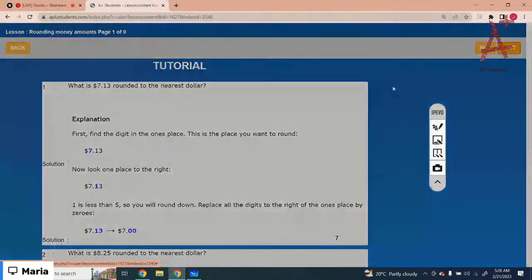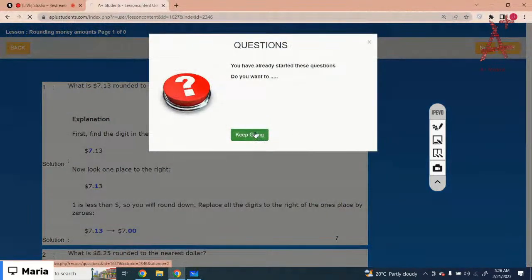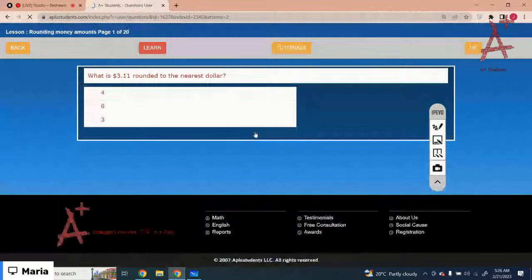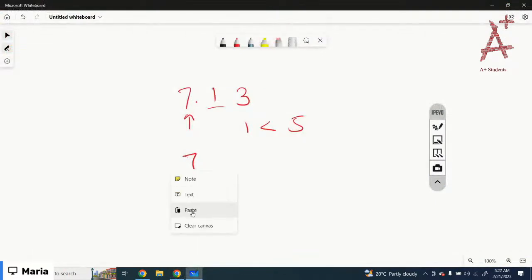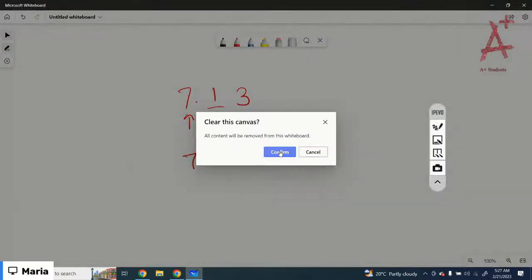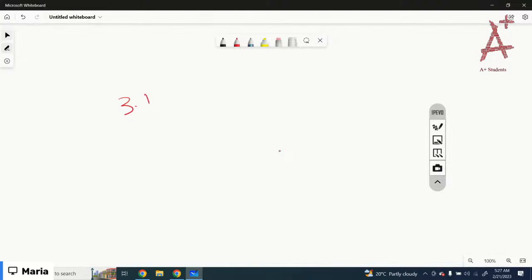Let's just start with the test questions so that we can do the practice questions. You can have a look at the tutorial by yourself later today. Got it? So the next one is 3.11. You have to round to the nearest dollar. $3.11 actually it is. 3.11.